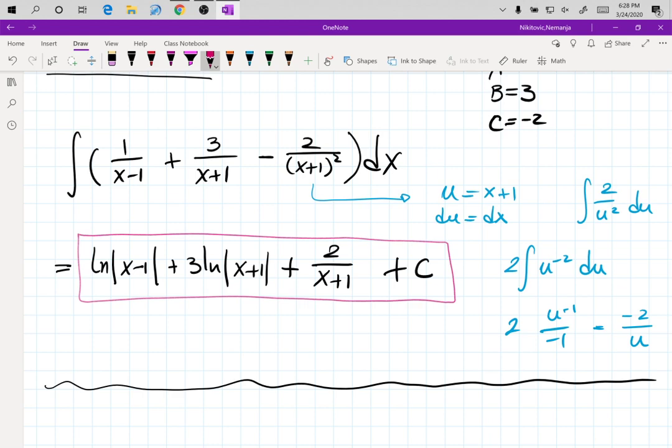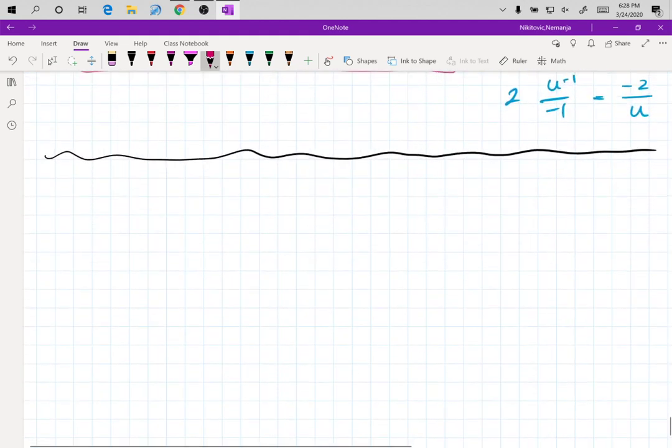I'm looking for another exercise. Something that would be interesting. Well, let's see if you remember this stuff.